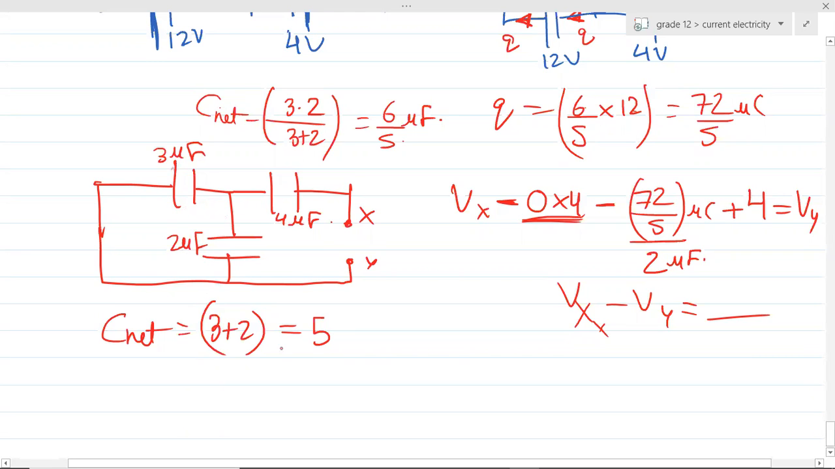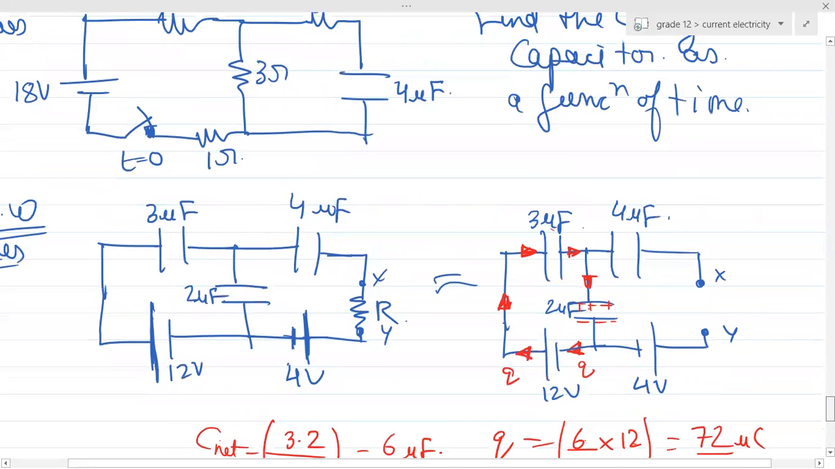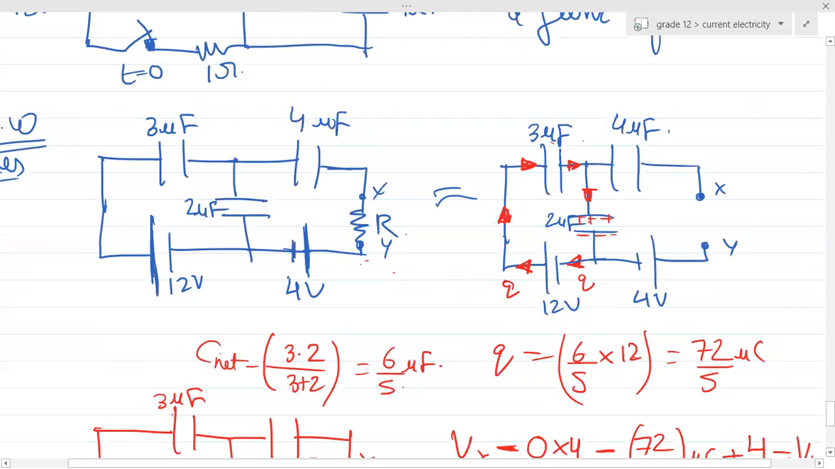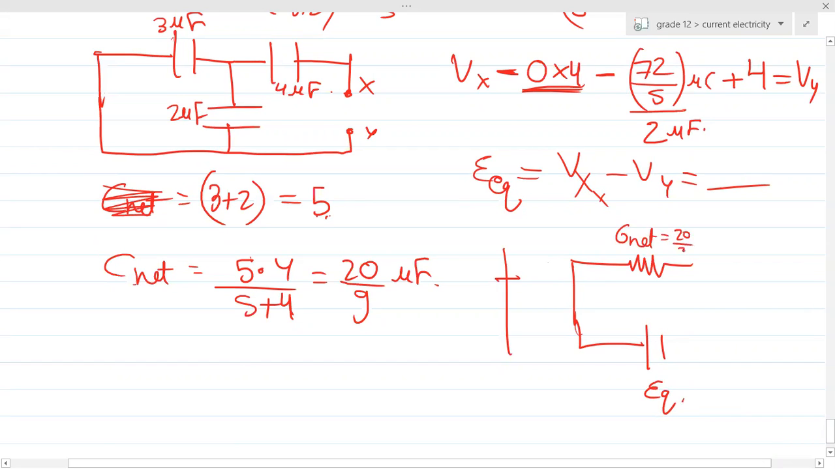So anyways, 3 plus 2 will be 5, and this 5 and 4 will be in series with each other. So 5 into 4 divided by 5 plus 4, which is basically 20 divided by 9 micro. So now you got the C XY. So basically the final circuit will be whatever E equivalent comes, you will write it over here, and this C net was equal to 20 by 9 microfarad, and this R which you will connect again. So can you see it will become similar to that?